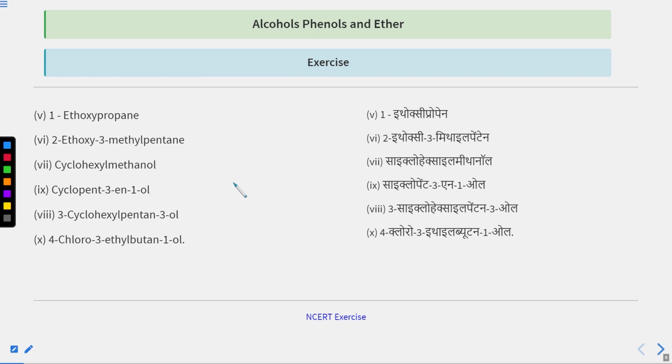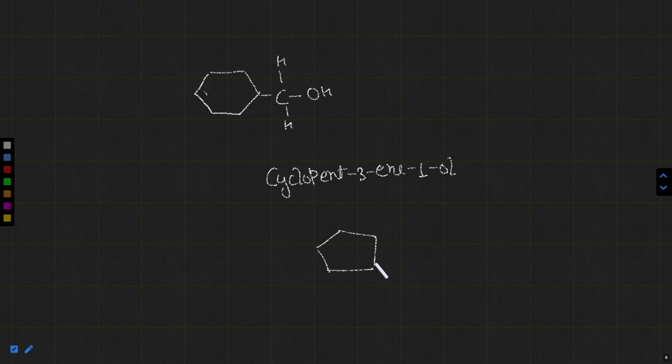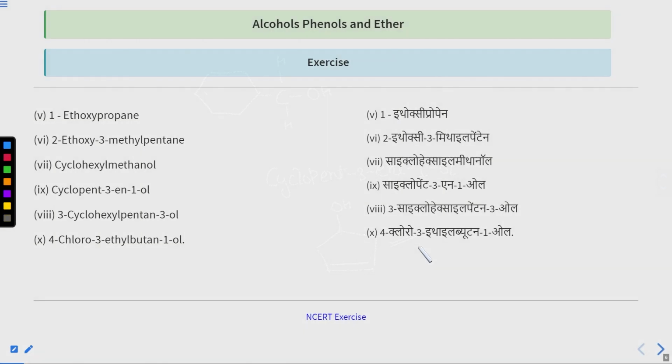After that, we have cyclopent-3-en-1-ol. First of all, cyclopentane. Suppose I'm taking this one as number 1. So this is OH and 1, 2, 3. At third position, we have a double bond. Okay.